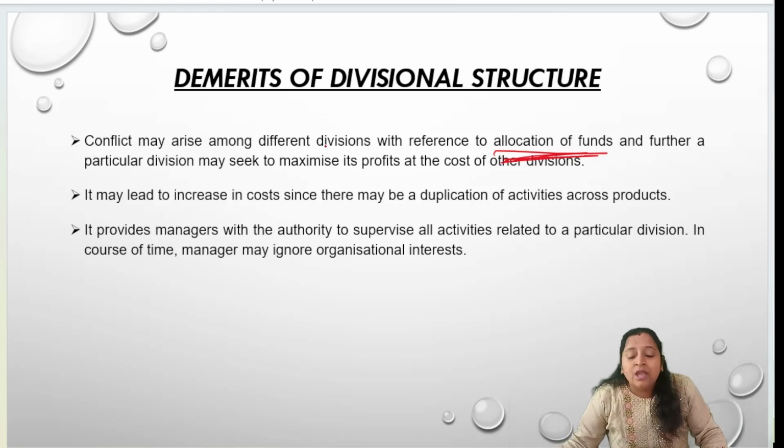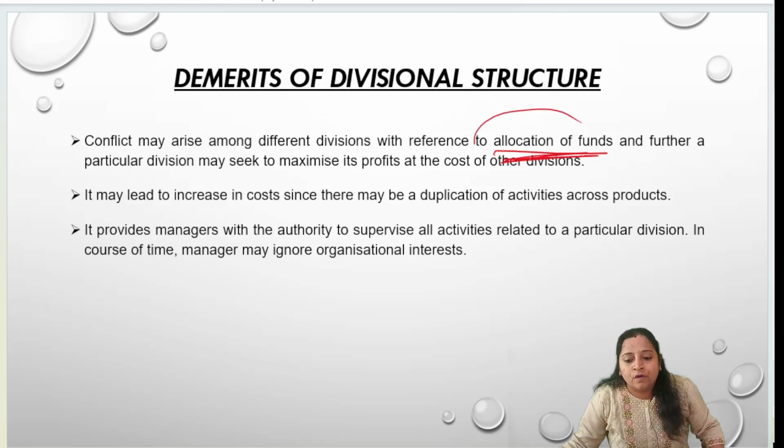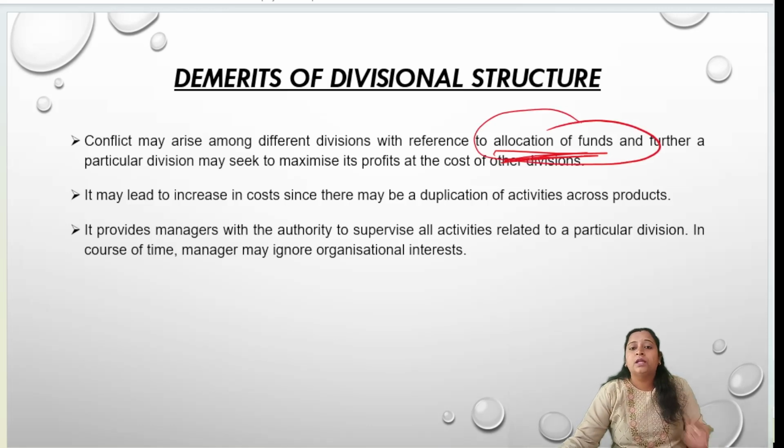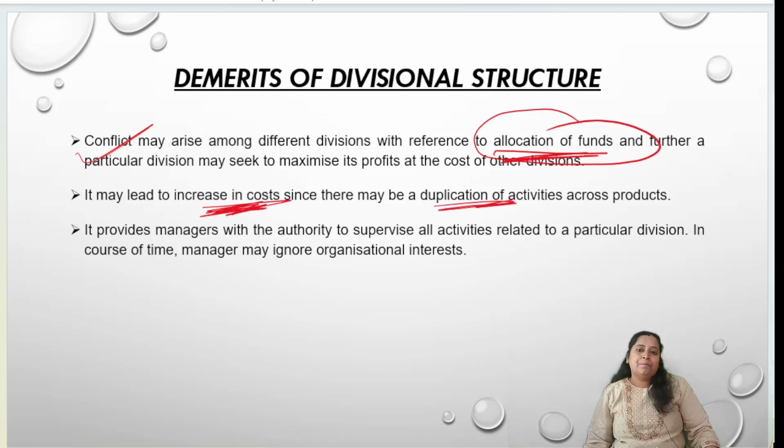So conflicts will arise among the different divisions in the allocation of funds: how much funds you have given for that particular division. That is one major disadvantage of this divisional structure. It may lead to an increase in the cost. Ma'am, why will the cost increase? Duplication of activities is going to happen.